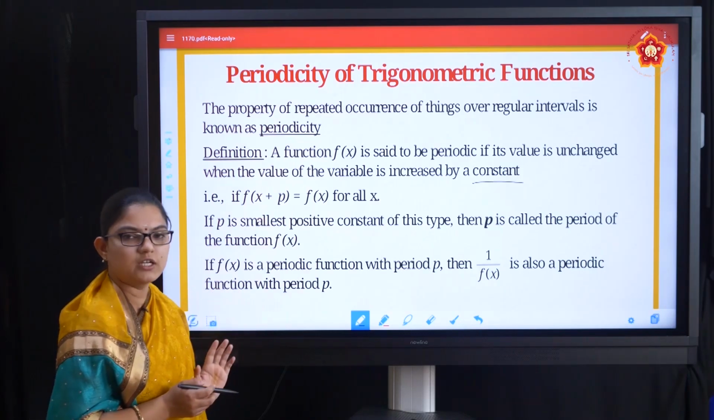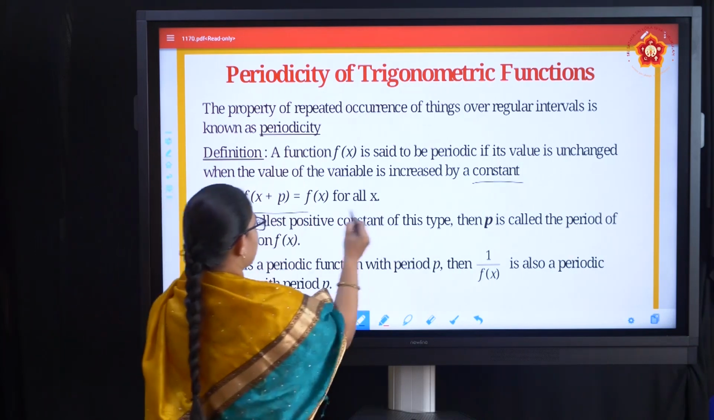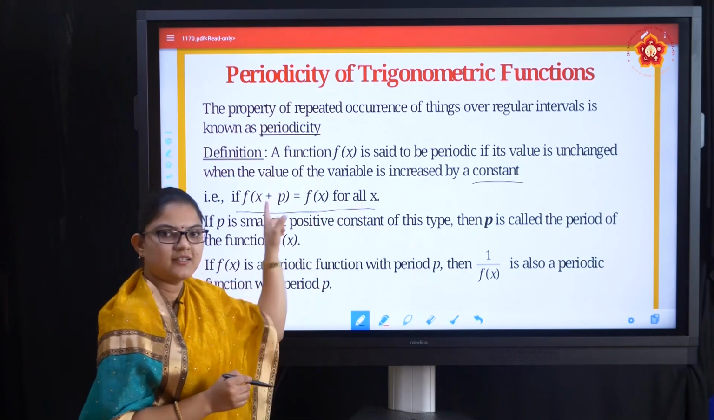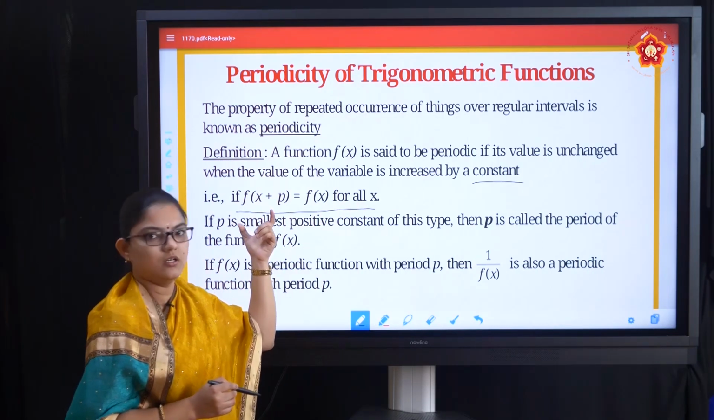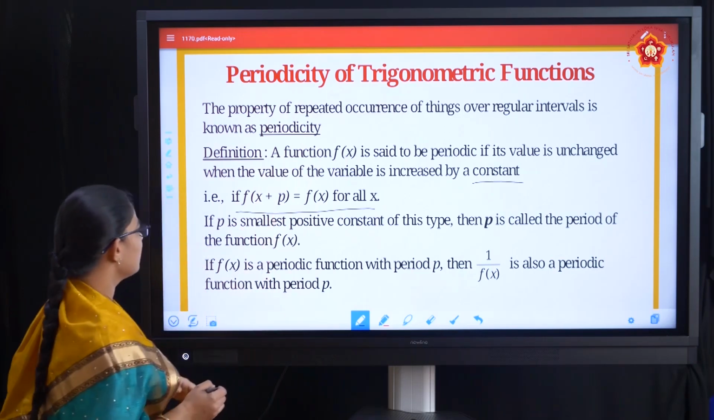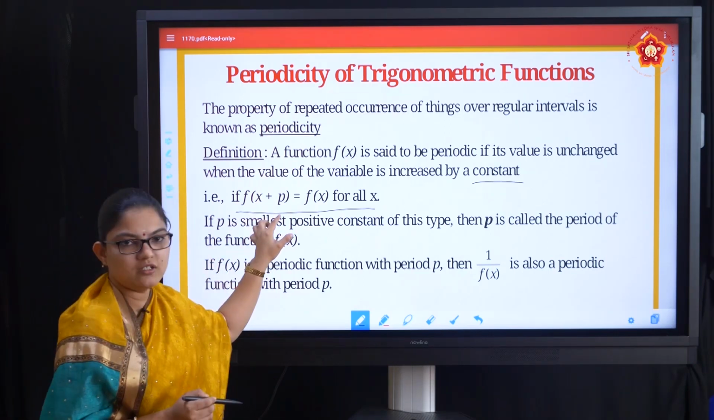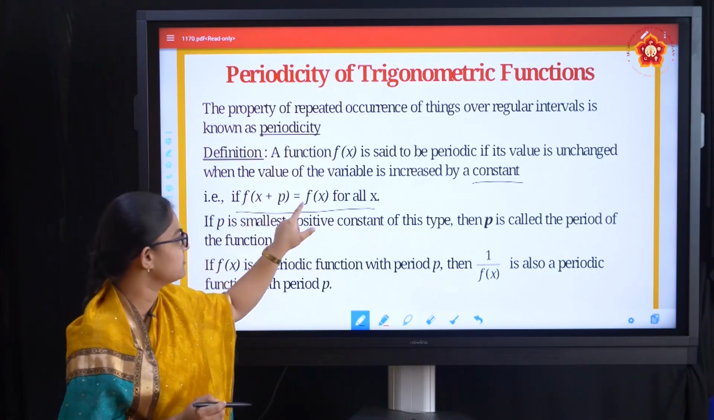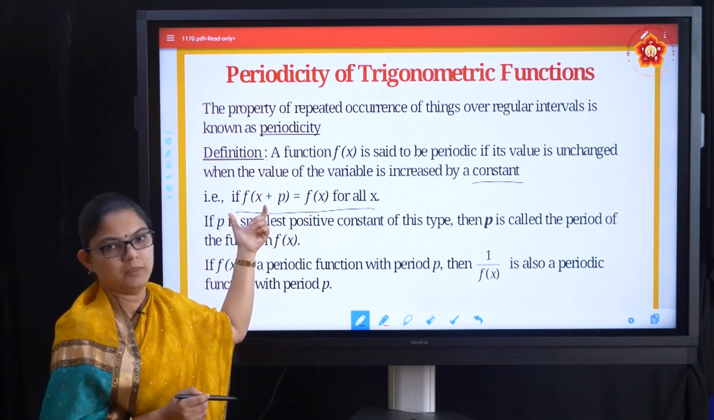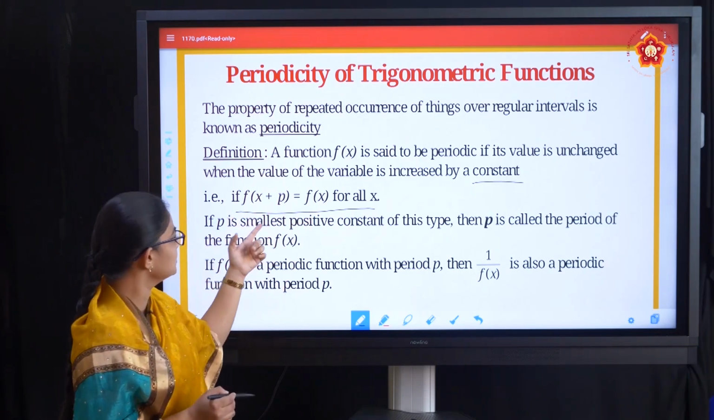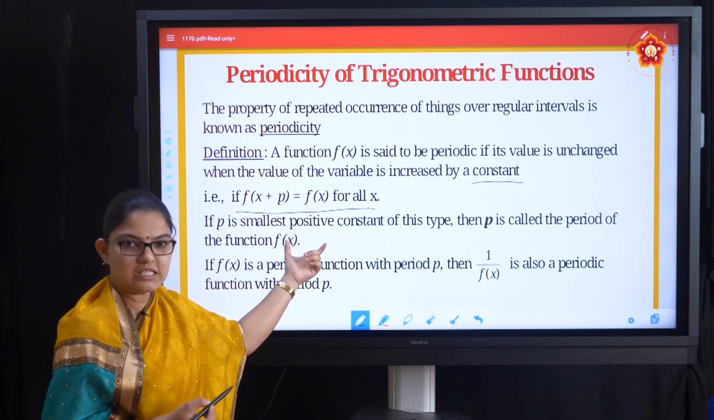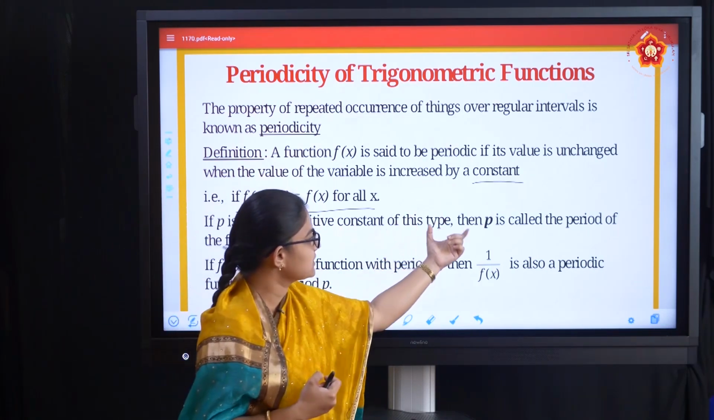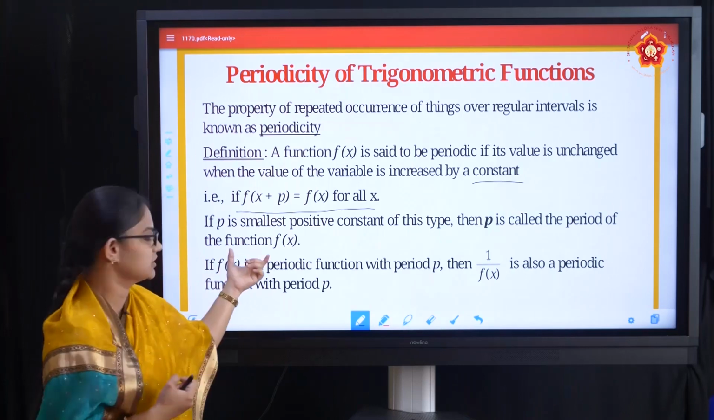So if a function is periodic, it satisfies this property: f of x plus p is equal to f of x for all x, and this constant should be a real number. Now we may have many constants which satisfy this property, that is, there are many p's. But if p is the smallest positive constant, that is, the smallest of all the p's of this type, then p is called the period of the function f of x.